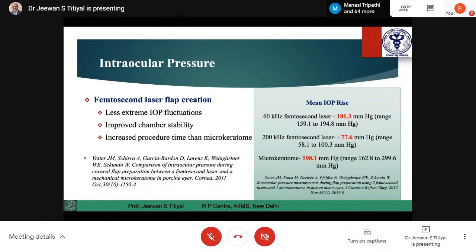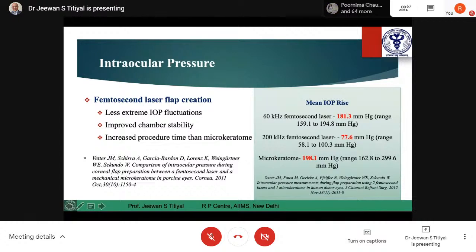This is one important point which we do ask our students. What would be the intraocular pressure generated during the flap making? If you look at femtosecond machines, the IOP can go up to very, very high, 180. And this is a 200 kilohertz system which we use, goes up to 80 and up to 100 millimeters of mercury. With the microkeratome, it is much higher than that also.